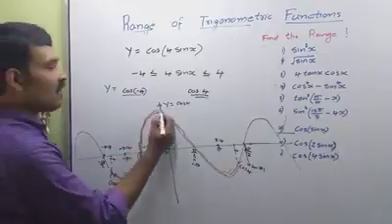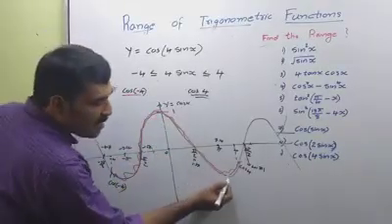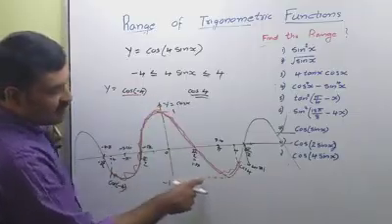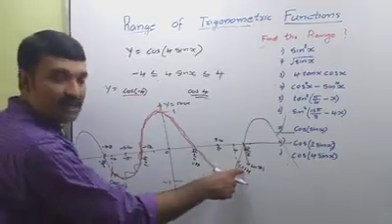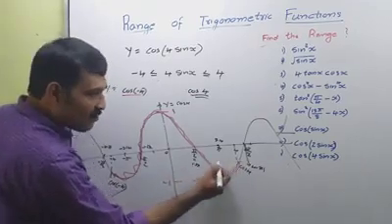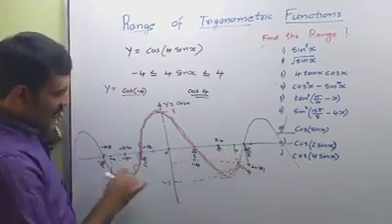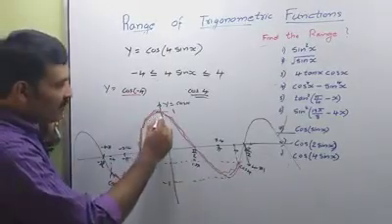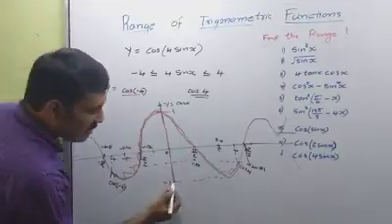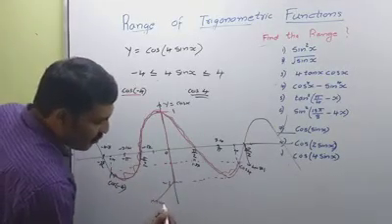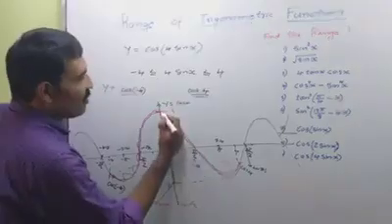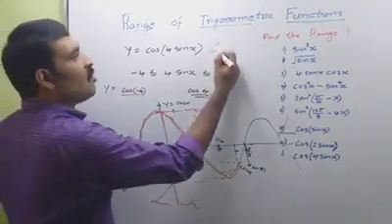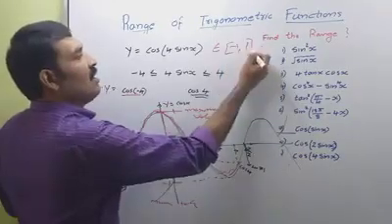So the maximum value of this function is 1. And the minimum value of the function is minus 1. This is the maximum value and this is minus 1. Since cos 4 is greater than minus 1, this is the value of cos 4, that is equal to cos of minus 4. So the value of y is in between minus 1 and 1. This is the minimum value and 1 is the maximum value. So this belongs to minus 1 and 1.